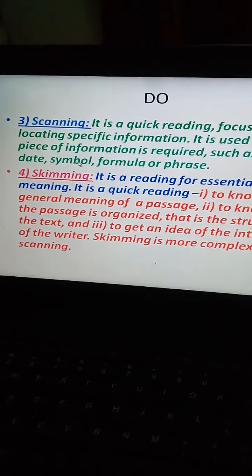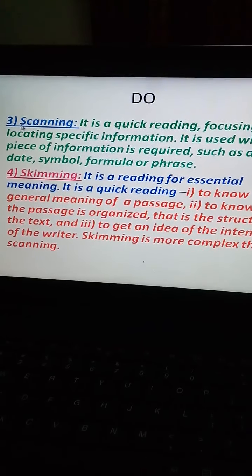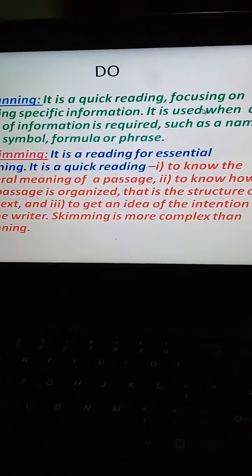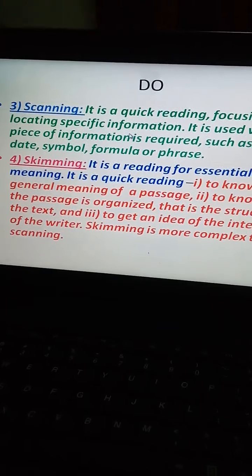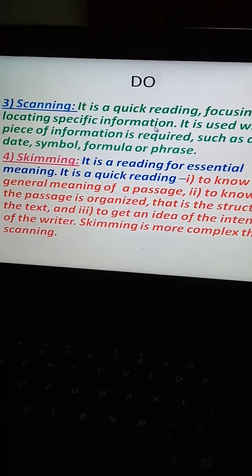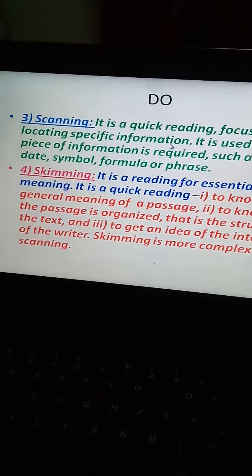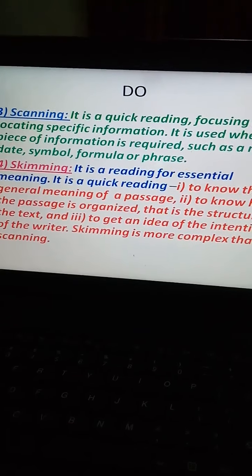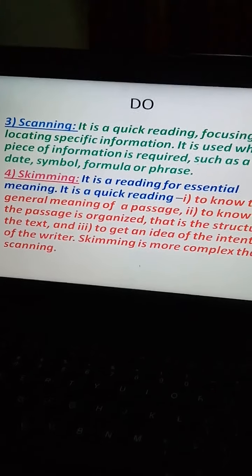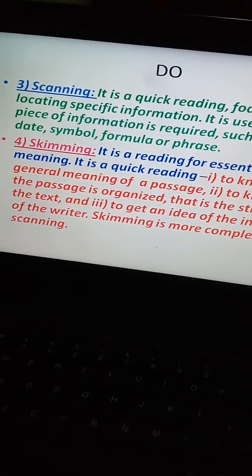The third category is quick reading, that is scanning. Scanning is a quick reading that focuses on locating specific information. Sometimes we require some information such as a name, date, symbol, formula, or phrases from the text.